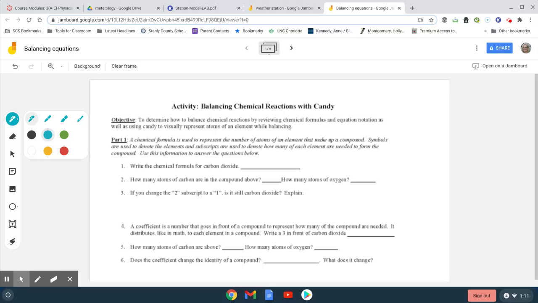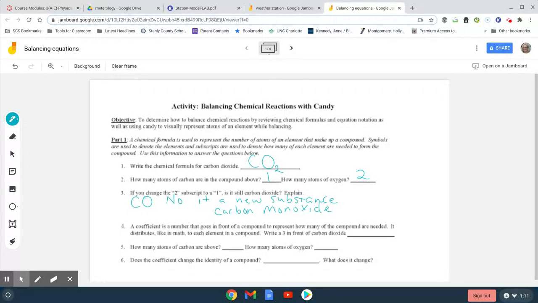Chemical formula for carbon dioxide. Remember, carbon is a C. Di means 2, so CO2. All right, how many atoms of carbon are in this compound? No number there. We know 1. How many atoms of oxygen? It has a subscript 2. If you change the 2 to a 1, is this still carbon dioxide? That means I would have C and O, and the answer is no. It is a new or different substance, and it's carbon monoxide.